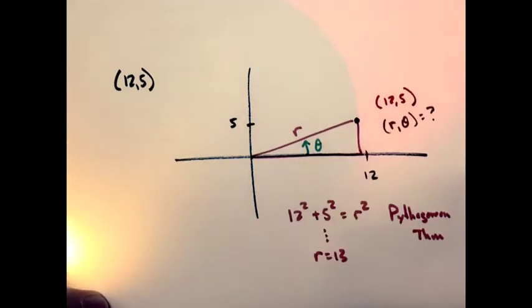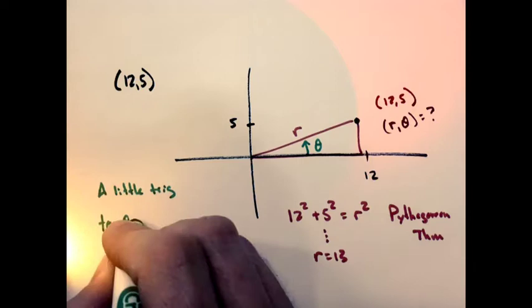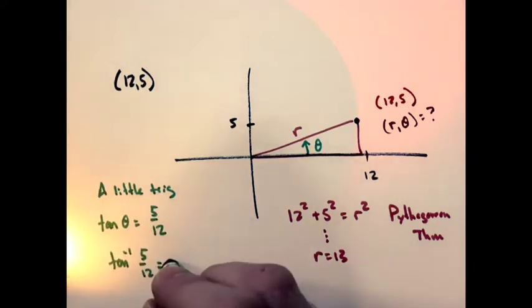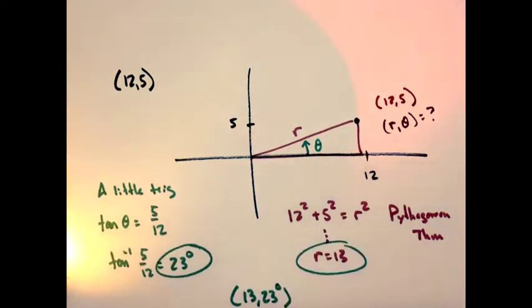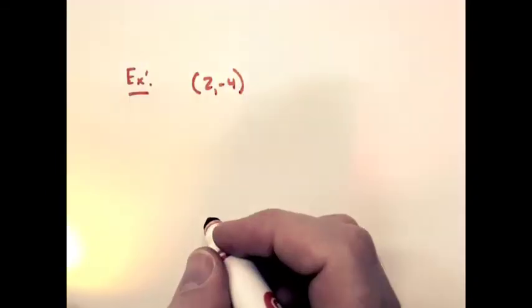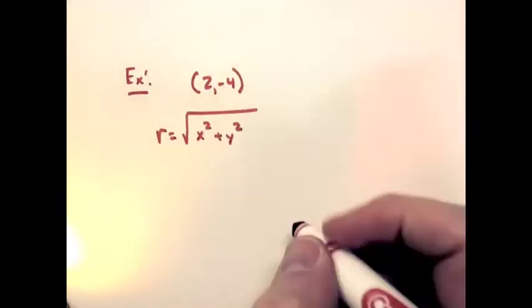If you wanted to find the r, you're really talking about the distance, and that would be the Pythagorean theorem. If you needed to find theta, you needed to use a little bit of trigonometry. There your point would be (13, 23 degrees). So let's look at an example.